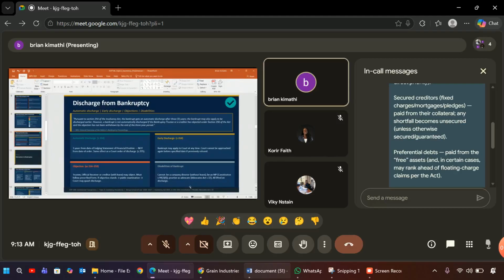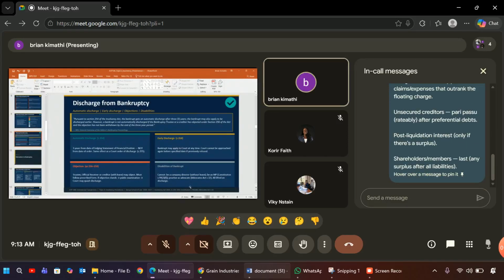A trustee, official receiver or creditor with leave may object, and must follow the prescribed form. If the objection stands, then there is a public examination and the court may discharge the bankrupt. So there is a form to apply for this. There's the early discharge per section 258 of the Act. The bankrupt may apply to the court at any time. The court may be approached again before the specified date if previously it had refused.